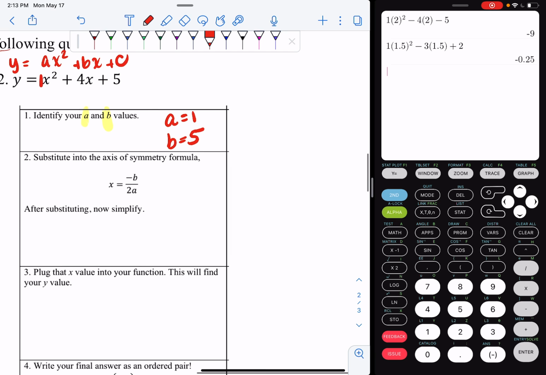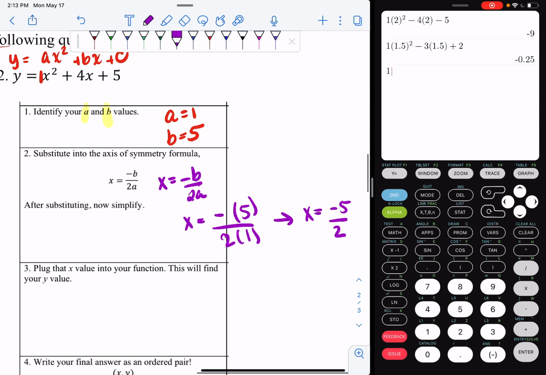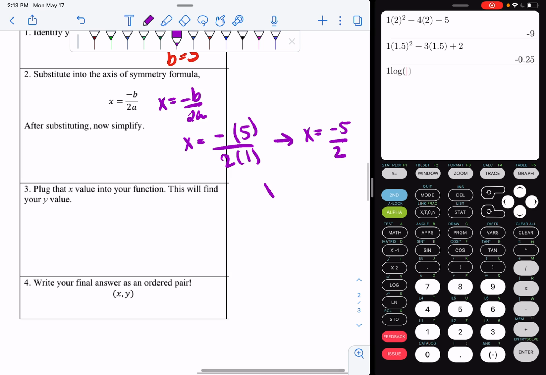So now I need to substitute that into my axis of symmetry formula. So we know it's x equals negative b over 2a. We have x equals negative, our b value is 5, over 2, our a value is 1. So I get x equals negative 5 over 2. What's negative 5 divided by 2? Negative 2.5. So my axis of symmetry occurs at x equals negative 2.5.